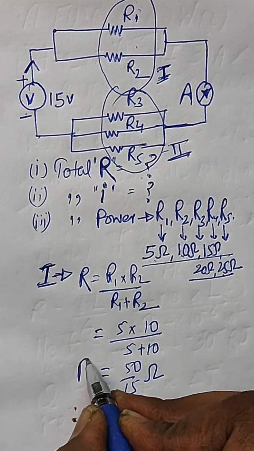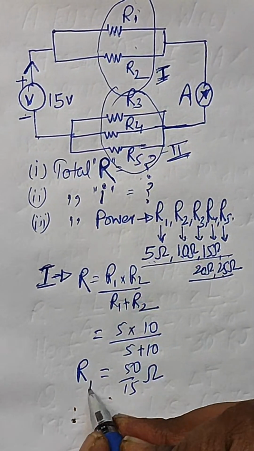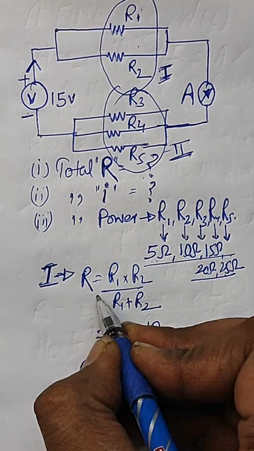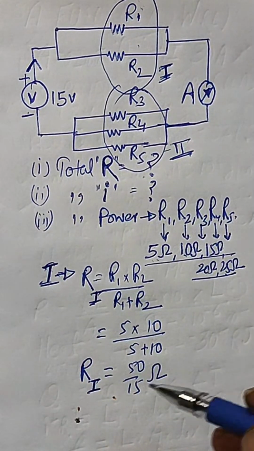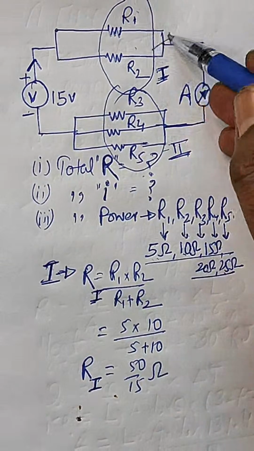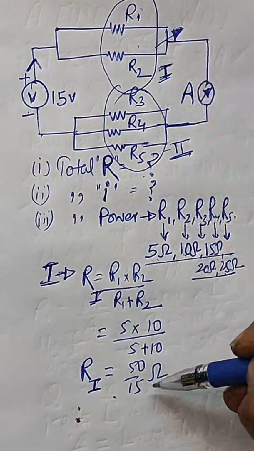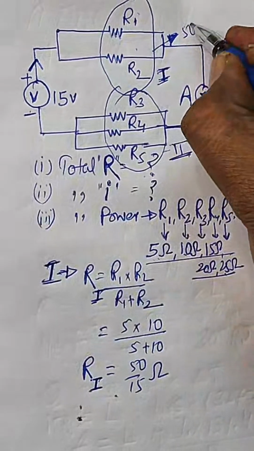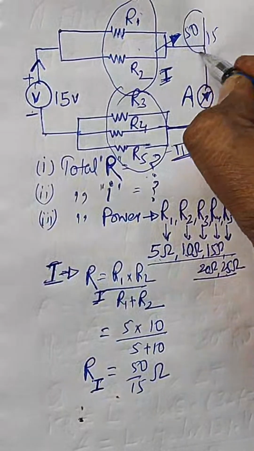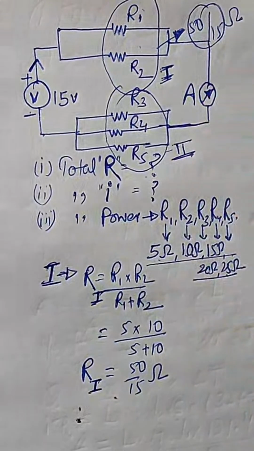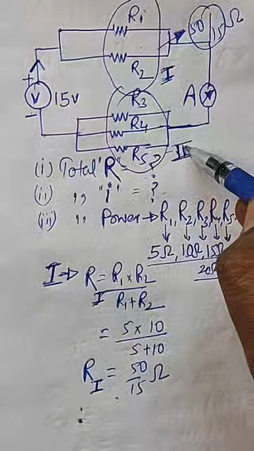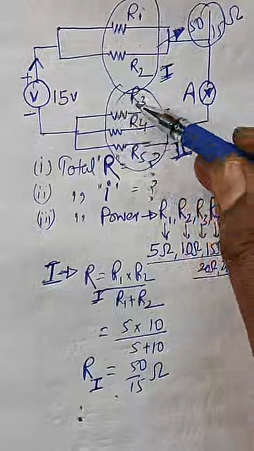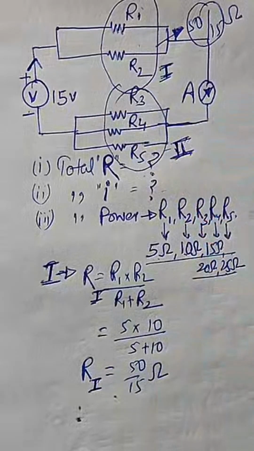So this is the capital R, we can say capital R with Roman numeral one, right? So this is the equivalent resistance of R1 and R2. Okay, this is 50 by 15 ohm. This is calculated. Now come to the second part, which I have encircled as R3, R4 and R5, right?